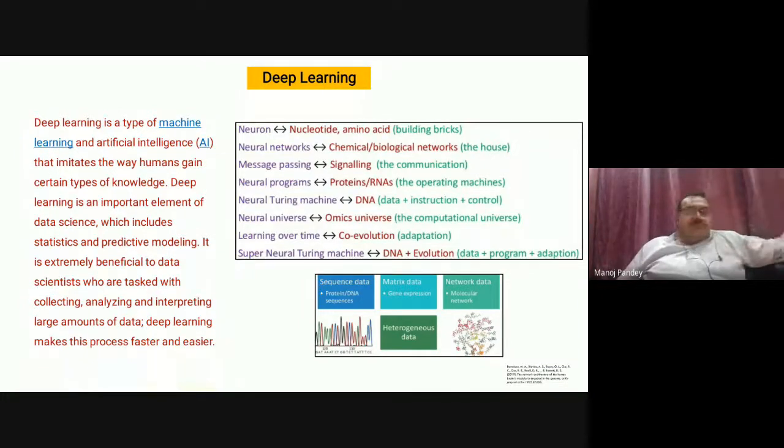The data can be sequence based, which includes protein or DNA sequences. Matrix data comprises gene expression, and network data comprises molecular networks. These all come under heterogeneous data.